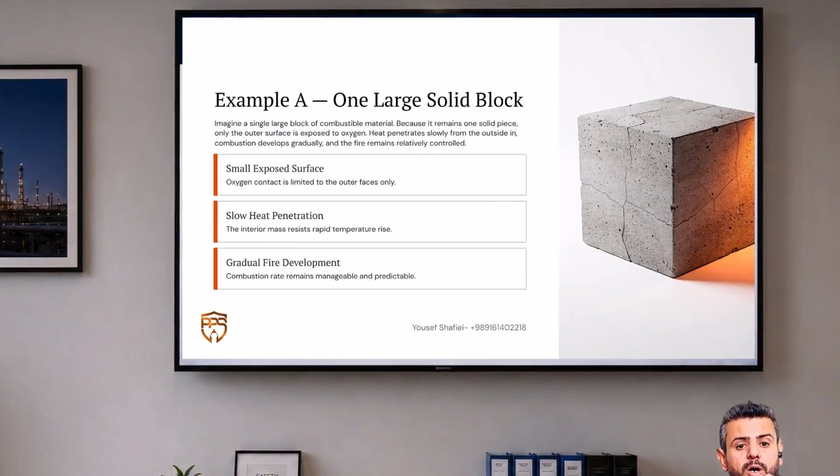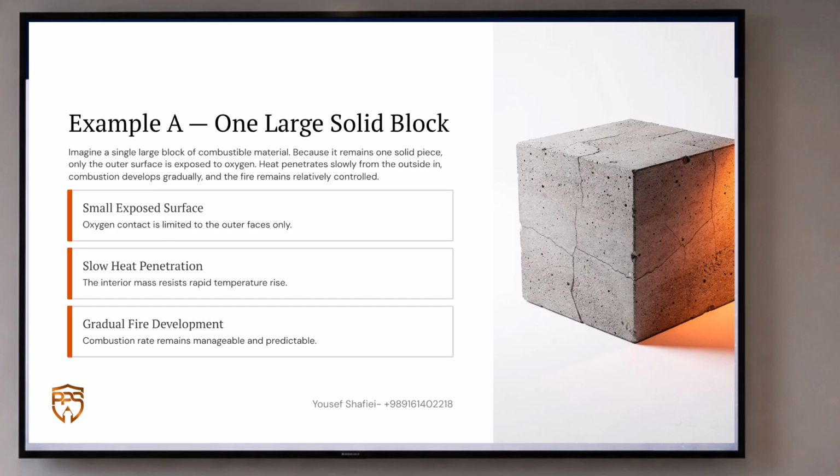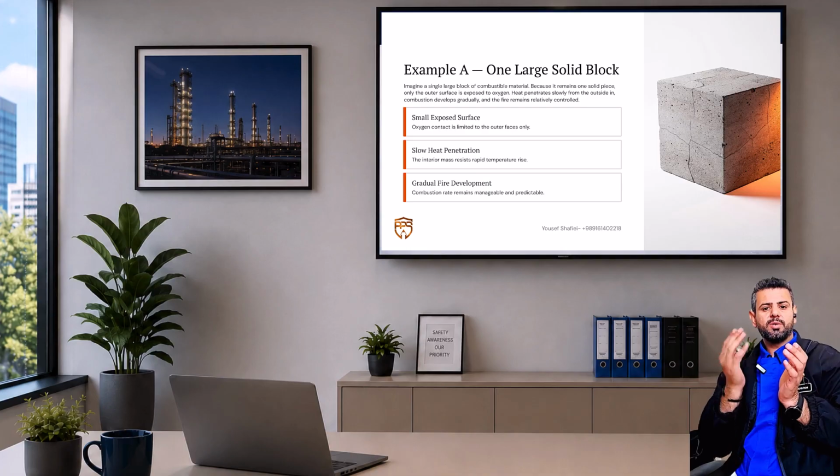Example A, one large solid block. Imagine one large block of material. Because it is one large piece, the exposed surface area is relatively small. Oxygen can only contact the outer surface. Heat penetrates more slowly. Combustion remains relatively slow, so the fire develops gradually.